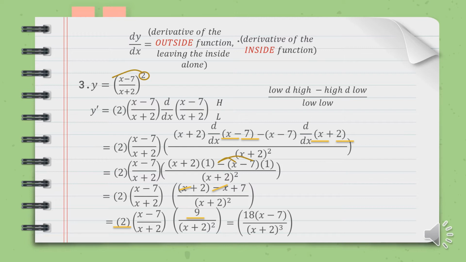Kung nakikita nyo, bakit siya naging cube? Kasi dun sa ating x minus 7 all over x plus 2, meron tayong isang x plus 2 at meron naman tayong dalawang x plus 2 dito sa 9 over x plus 2 squared. Kaya naging cube. Distribute natin si 18. Ayan. 18 times x will give us 18x. And 18 times negative 7 will give us negative 126, which is the derivative of the given function.